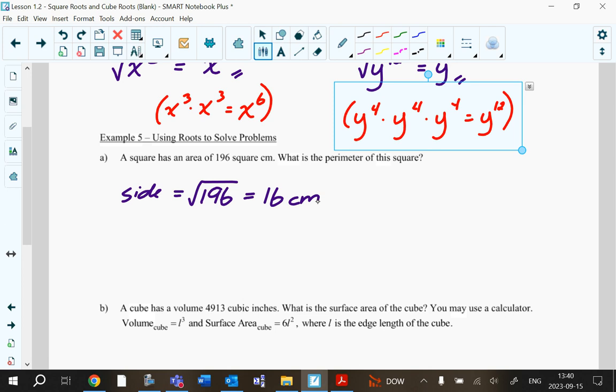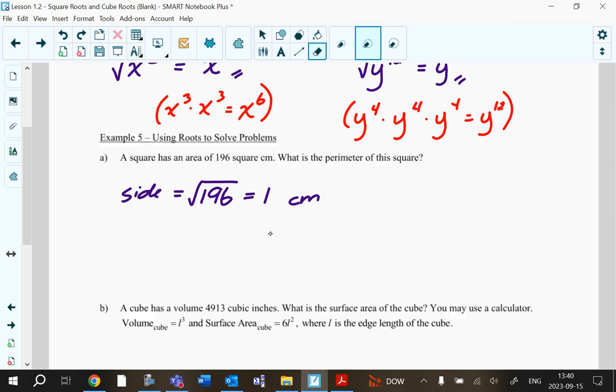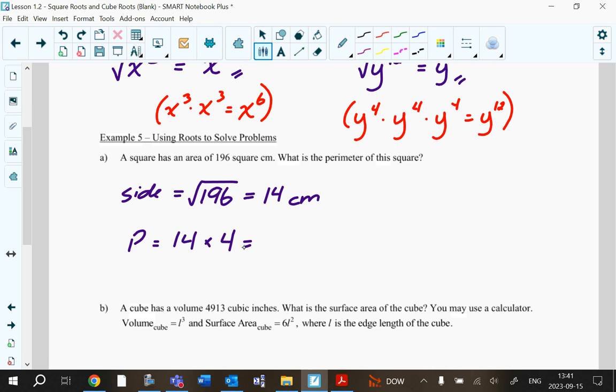That's not right. 14. Sorry. Now that I've got the side, I can find the perimeter. How do we find the perimeter of a square if we know its side? Times 4. So it's going to be 14 times 4, which is 56 centimeters. Not centimeters squared because it's perimeter, it's just length.